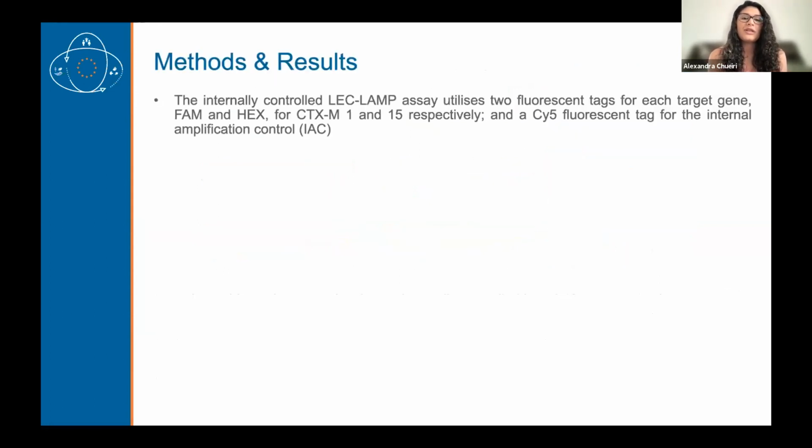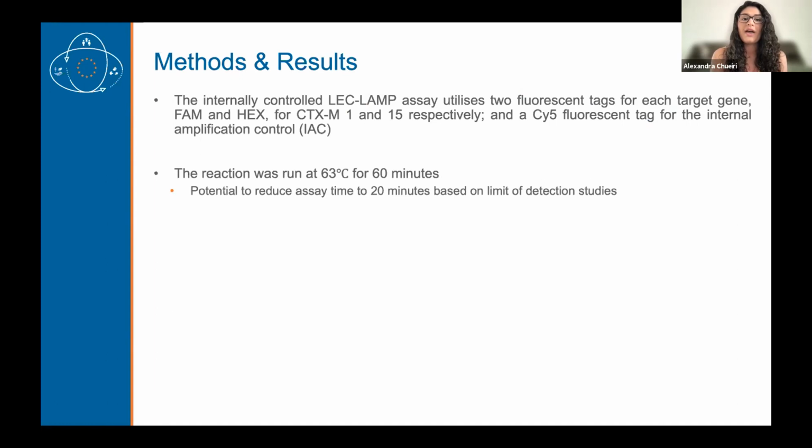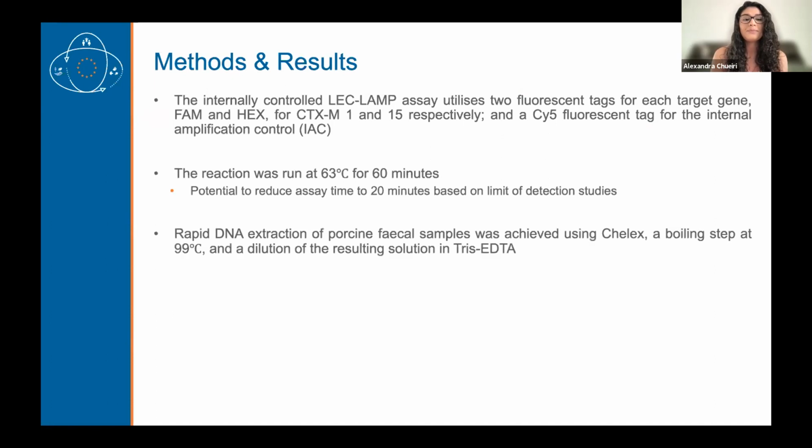So the internally controlled Leclamp assay utilizes 2 fluorescent tags, so FAM and HEX for 1 and 15 respectively. And then we also have an internal amplification control, an IAC, which has a Cy5 fluorescent tag. This reaction was run at 63, as I stated previously, for 60 minutes. But our results show that the assay time could be reduced to 20 based on our limit of detection studies. Our rapid DNA extraction of porcine fecal samples was achieved using Chelex, a boiling step, and a dilution of the resulting solution in Tris-EDTA.